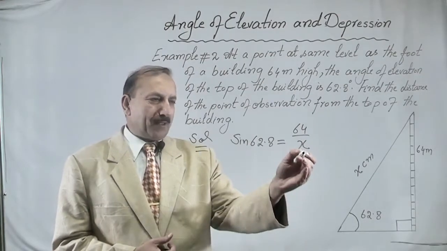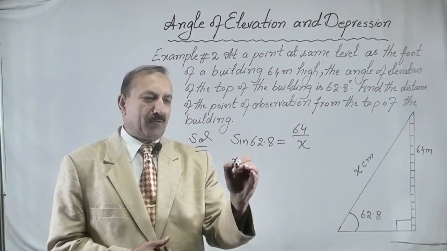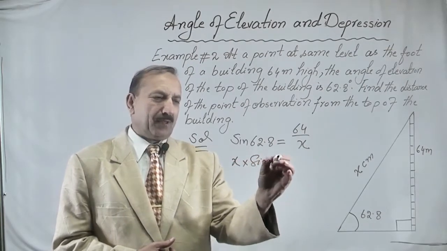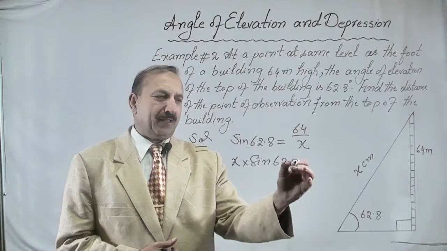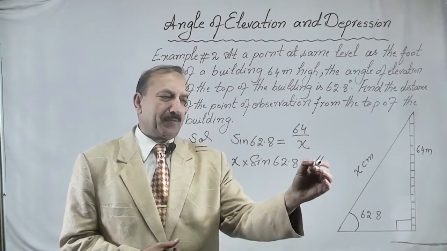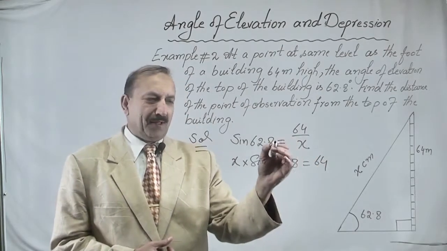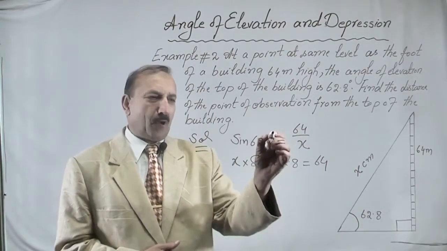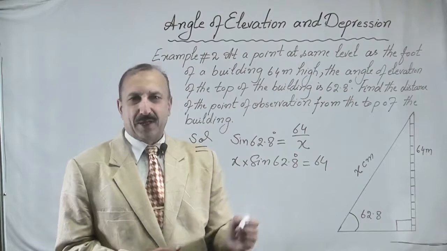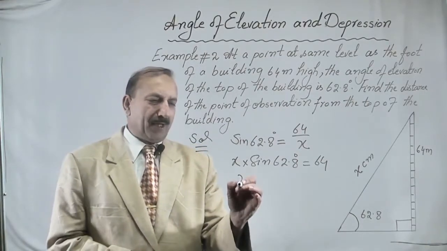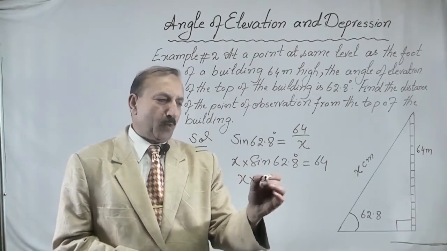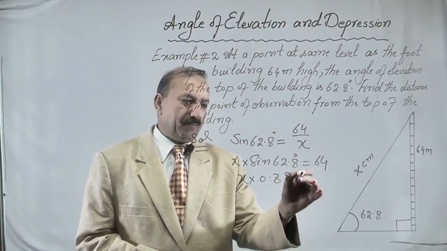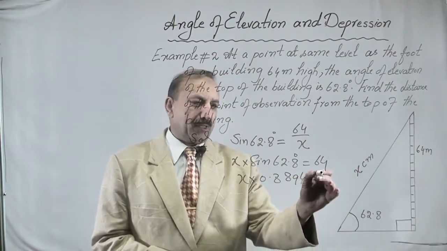Let's cross multiply this x to this side. This value will be equal to x into sine of 62.8, and now this is equal to 64. Let's find the value of sine of 62.8 with the help of a calculator, and this value is 0.8894, and now this is equal to 64.